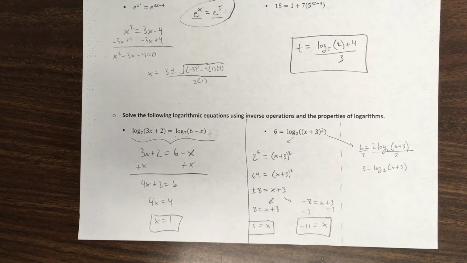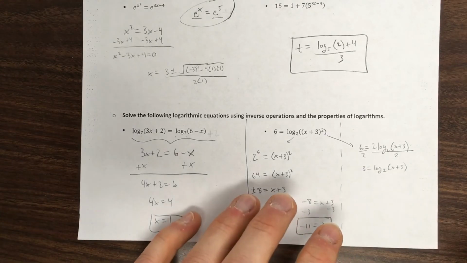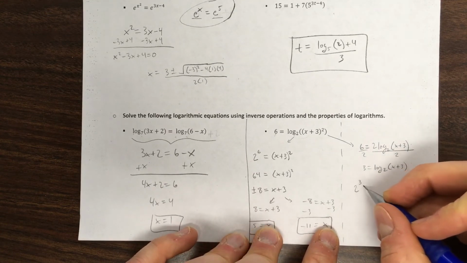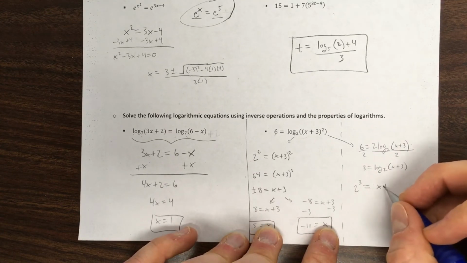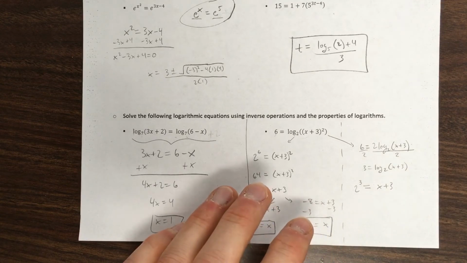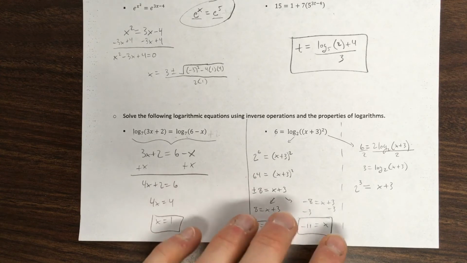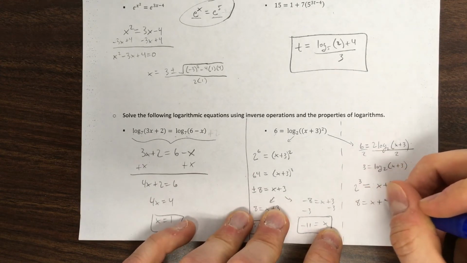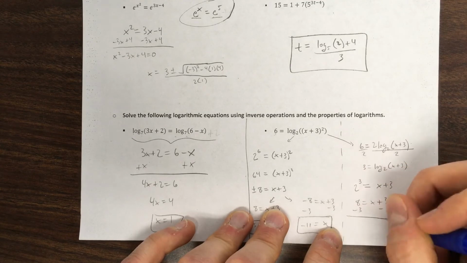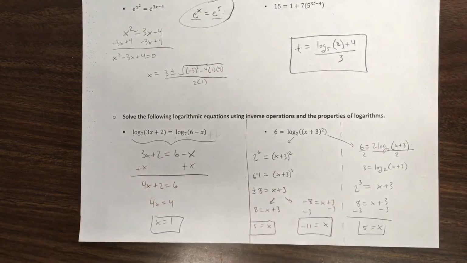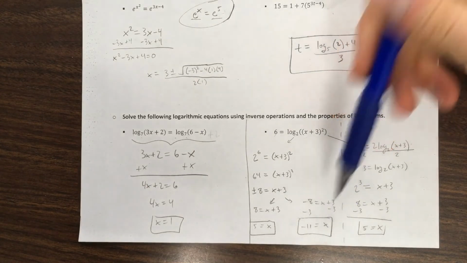Once we isolate the log, now we can move it to the exponential form. If we move it to its equivalent exponential form, our base here is 2, our exponent is 3, and what's outside would be x plus 3 on the other side. 2 raised to the 3rd would give us 8. And we get x equals 5. Now what about this negative 11?